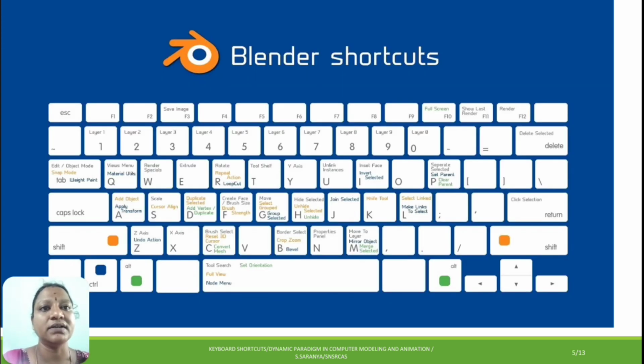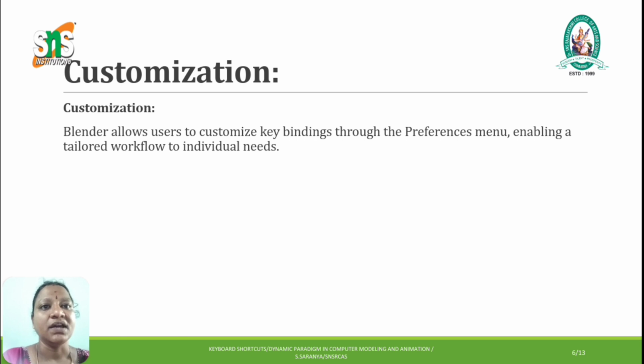Next are the Blender keyboard shortcuts. In the screen we can see the normal keyboard with the operations we are using with particular alphabets. Mostly we are using Shift, Control and Alt with the alphabet keys for doing the particular actions. Customization: Blender allows the user to customize key bindings through the preferences menu, enabling a workflow tailored to individual needs.